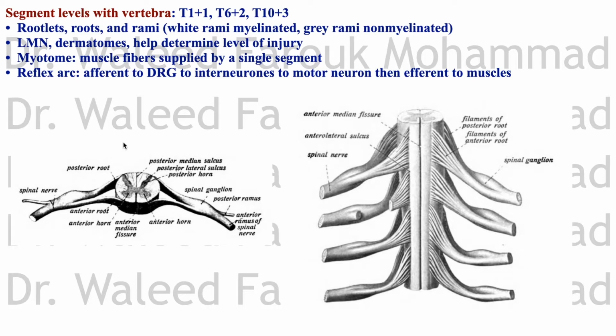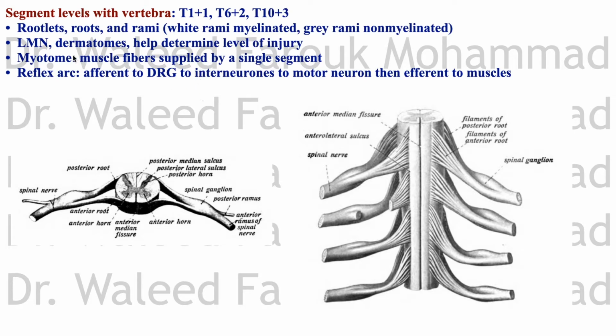Relation of segments with the vertebrae. The segment gives rise to rootlets, then they merge into roots, then the nerve gives off rami. Don't confuse these rami with other rami given by the autonomic nerve, which are the precursors of the sympathetic chain. The white rami are myelinated fibers and the gray rami are unmyelinated fibers.